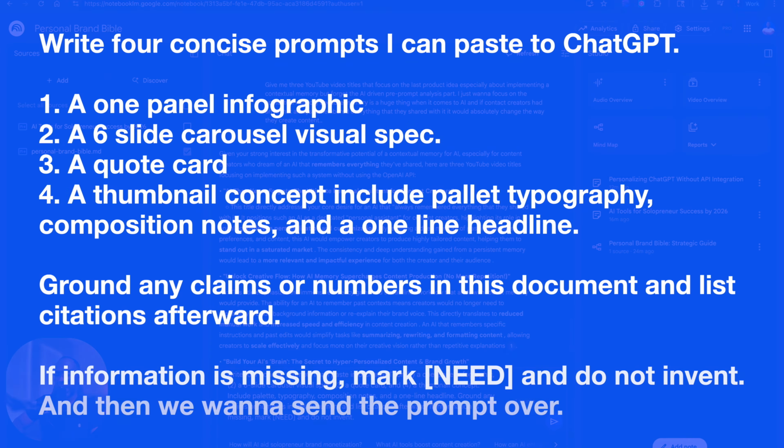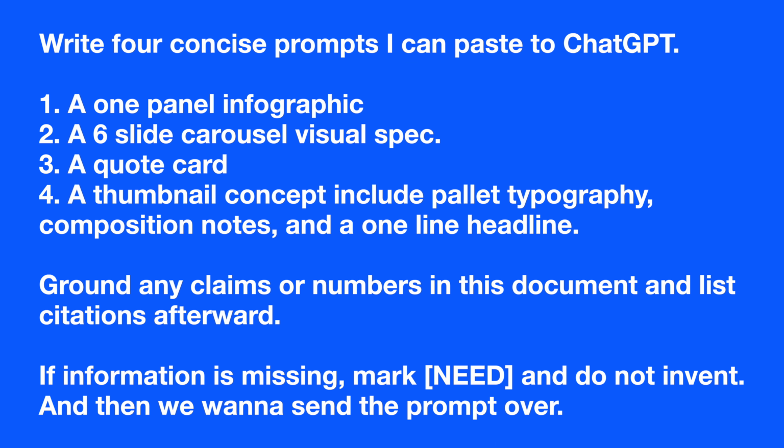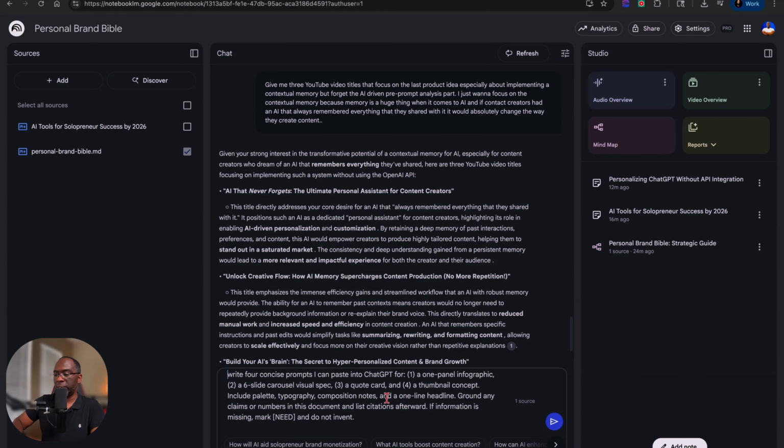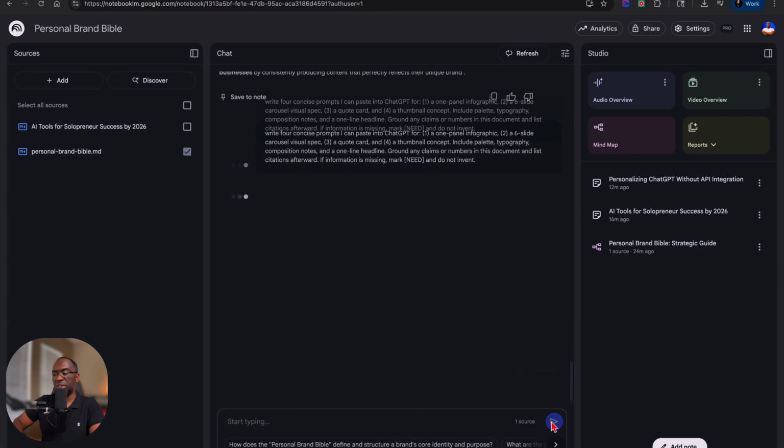Write 4 concise prompts I can paste into ChatGPT for 1, a 1-panel infographic, 2, a 6-slide carousel visual spec, 3, a quote card, and 4, a thumbnail concept. Include palette, typography, composition notes, and a 1-line headline. Ground any claims or numbers in this document and list citations afterward. If information is missing, mark need and do not invent. And then we want to send the prompt over.